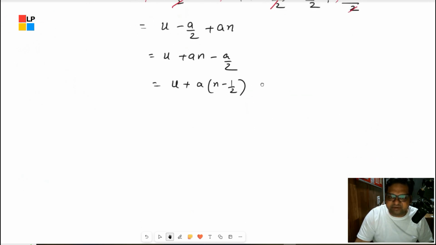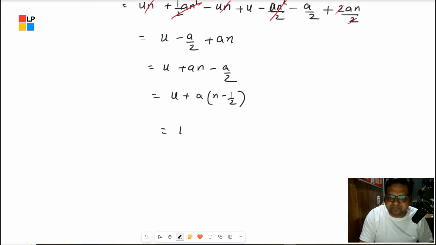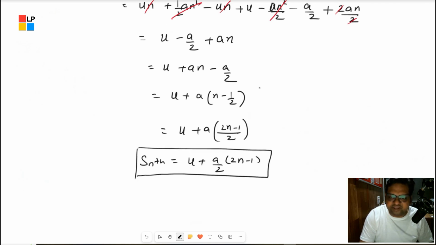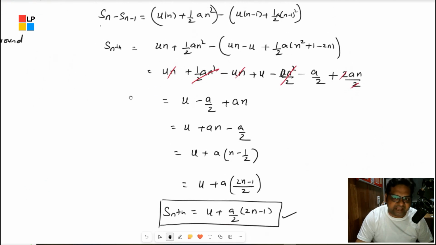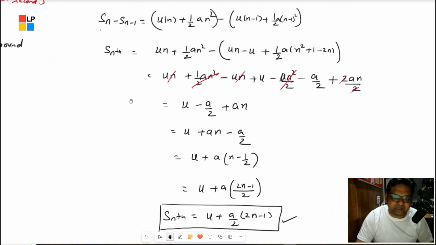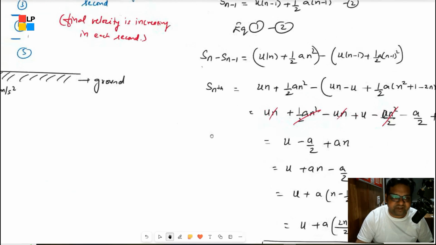You can also take the LCM here to make it simpler. If we take the LCM, that will be 2n minus 1, or you can also write it like u plus a by 2 bracket 2n minus 1. So this is the formula of the displacement covered in the nth second. I hope it is understood and meaningful for you, and you need not cram. Even if you forget this formula, you can derive it, and this formula is very, very important.